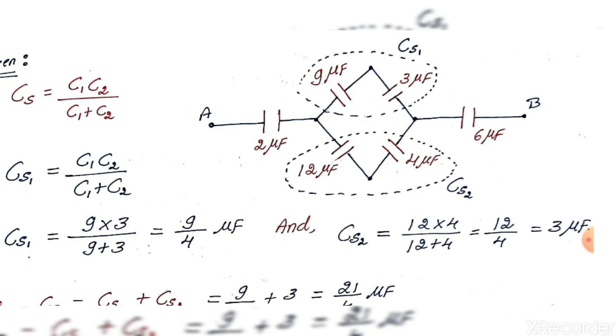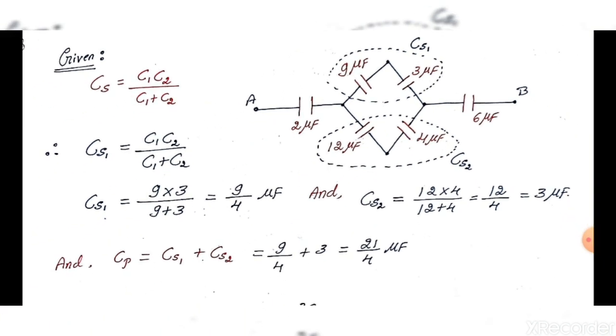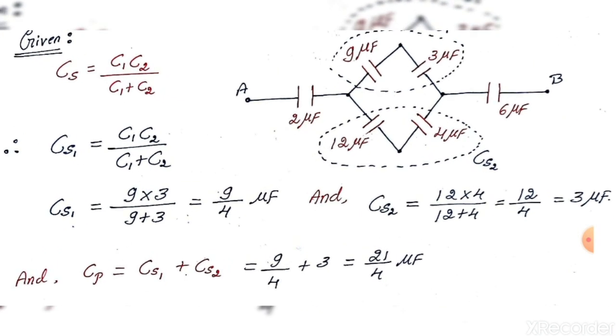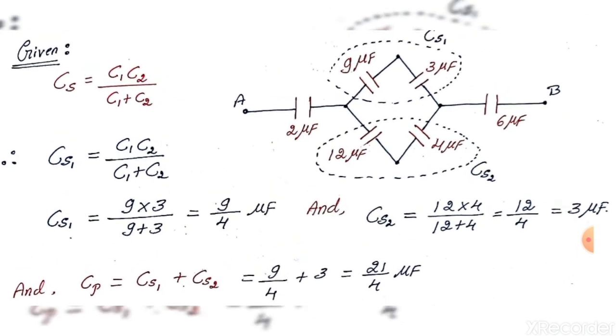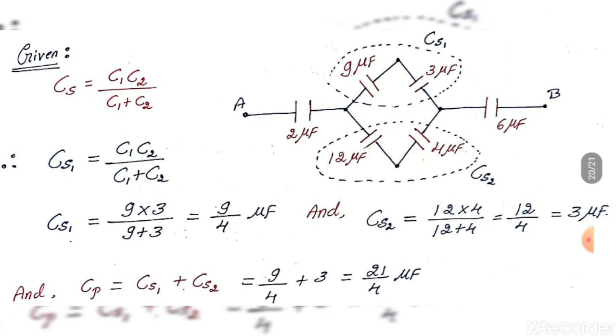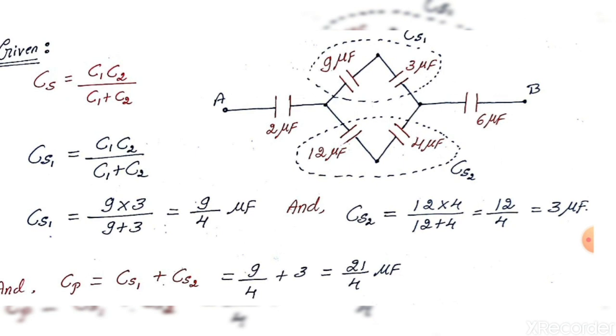Okay. Well, let's look at the formula first. CS1 we solve it. That is 9 and 3. CS1 formula is here. C1 C2 by C1 plus C2. So it is 9 and 3. Substitute the 9 and 3, you will get 9 by 4 microfarad. And CS2 value, that is 12 and 4. 12 into 4 by 12 plus 4, that is 3 microfarad.